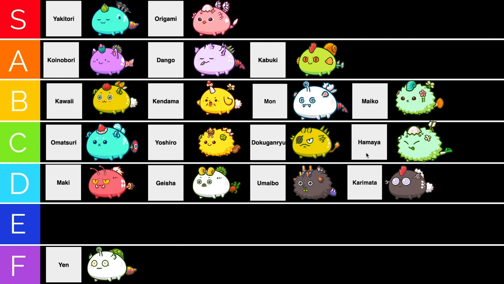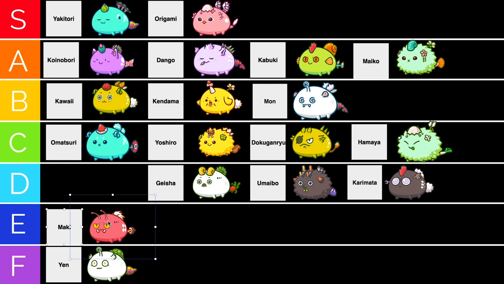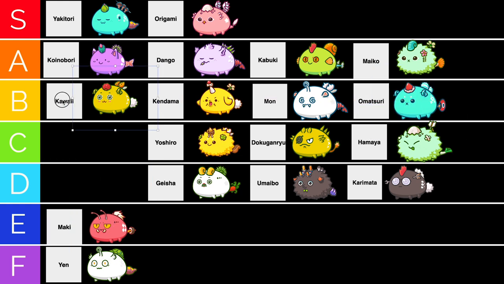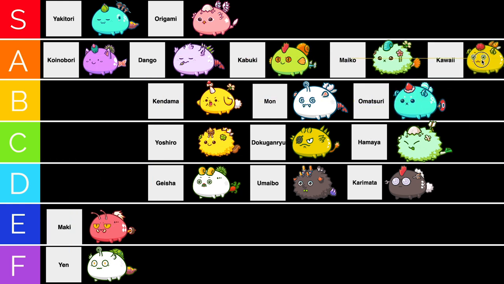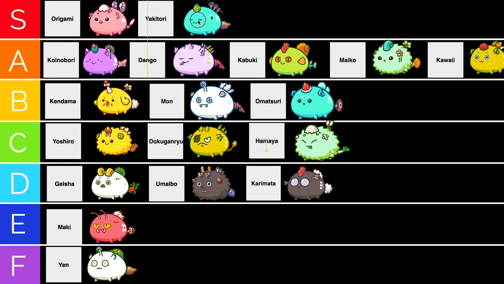Alright, so now that you've seen all the parts and we have our list, are there any changes you would want to make? I think we'll bring Maiko up one, Maki down one, Omatsuri up one, Kawaii up one. Okay, you can't see his tail, but he's popping in there. I like origami better than yakitori. So we swapped them, origami first and yakitori second.